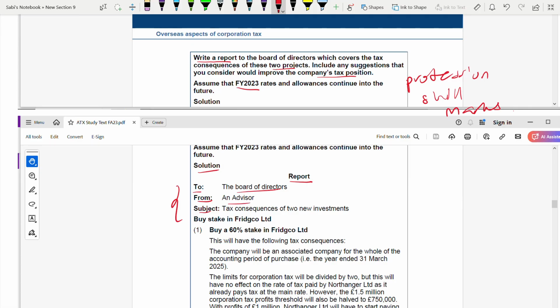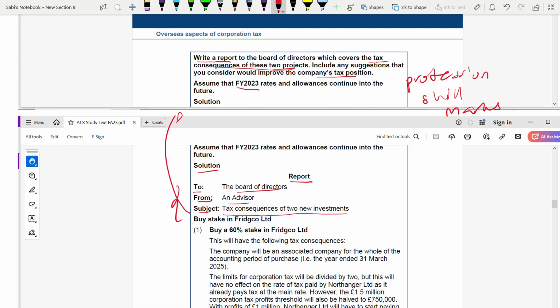What is the subject? Keep the subject to 5 to 6 words. Your subject should not be too long. It should not be a sentence. Don't copy and paste a sentence from the case study. Keep it relevant, short, and to the point. The subject you can get from the requirement also. The requirement asked for the tax consequences of these two projects. So that could be your subject: tax consequences of the two investments.